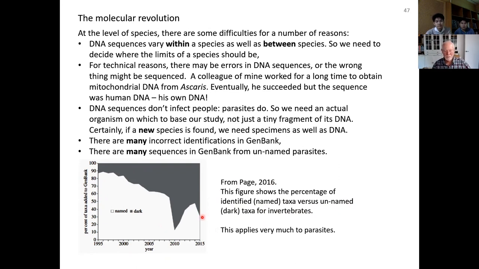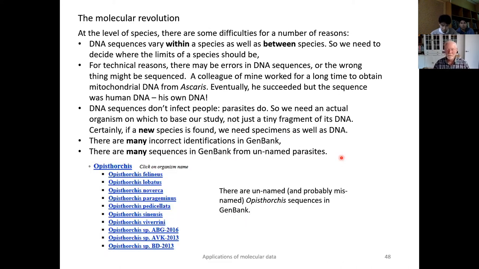Now, most of the DNA sequences from invertebrates in GenBank are not from named species. They are from some unnamed invertebrate, sometimes identified to the level of family or genus, but not to the level of species. So there are many sequences in GenBank from unnamed parasites. What are they? Well, we're not really sure.